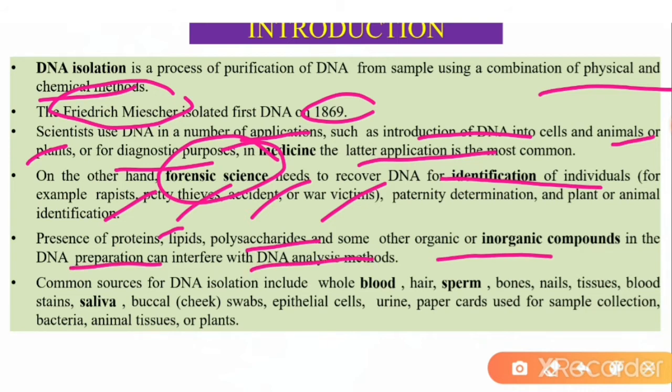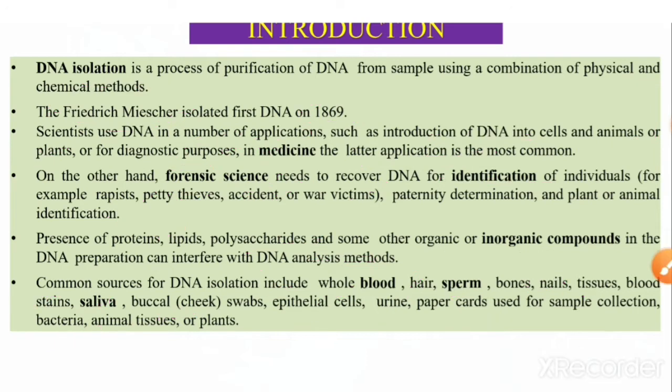DNA analysis methods. There are different common sources for DNA isolation, which include blood, hair, sperm, bones, nails, tissues, blood stains, saliva, buccal swabs, epithelial swabs, cells, urine, and paper cards used for sample collection. Bacteria, animal tissues, or plants are also used.